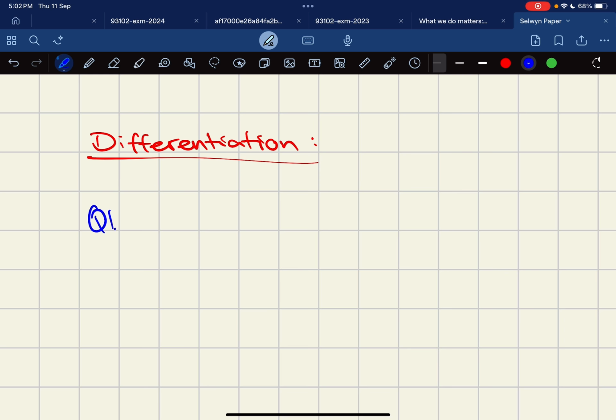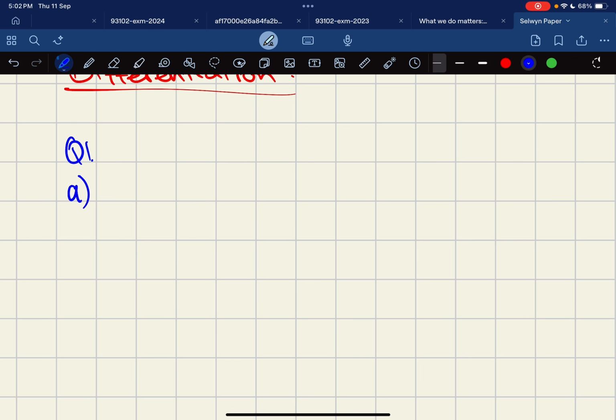So, question 1, part A, is to differentiate this function y equals the cube root of cosine x. Well, this one I'm going to rewrite any root as an exponent. So I have this cosine x to the power of 1/3. And I can see that it's a function within a function, the inside function being the cosine x, and the outer function being the cube root function. So I'm going to use the chain rule here.